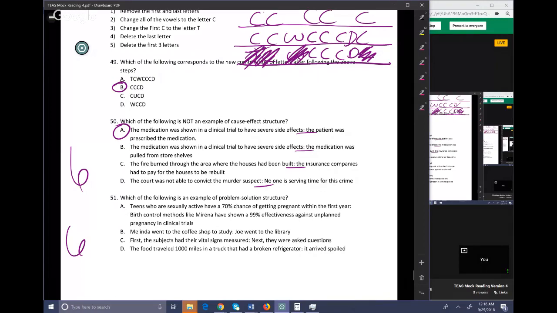51 is an example of problem solution structure. Same thing. Right after the colon, you will see the solution to the problem. So the first part is a problem. The second part is the direct, immediate solution to that same problem. This time it's structured normally. There is one that is a problem with its accompanying solution. There are 3 that are not. The one that is problem solution is going to be A.